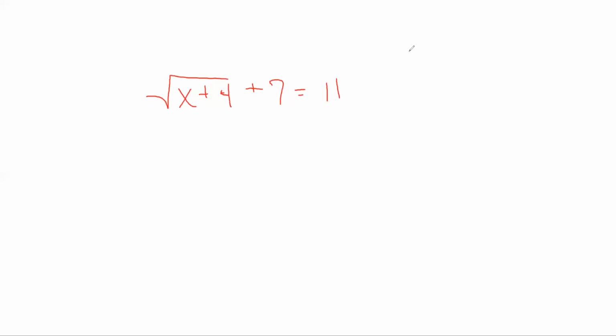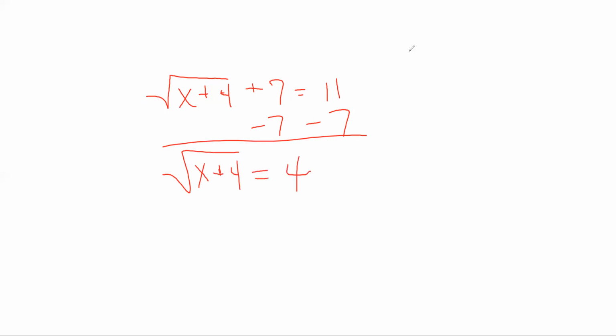So first step, we want to get rid of this plus 7. Subtract 7 from both sides. That gives me the square root of x plus 4 is equal to 4. So now we've got the square root by itself, so we can go ahead and square both sides. Now when I square the square root, they cancel. I get x plus 4 is equal to 16.